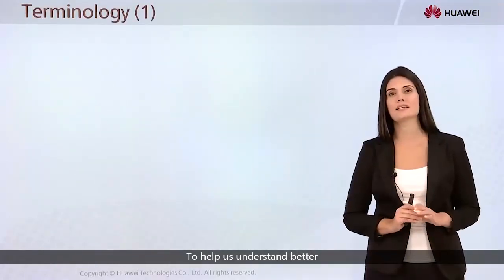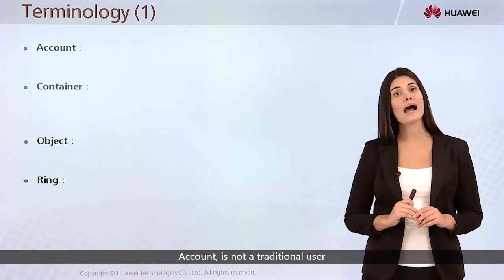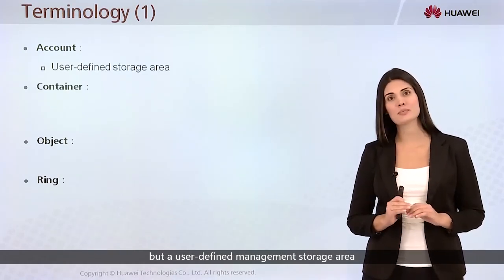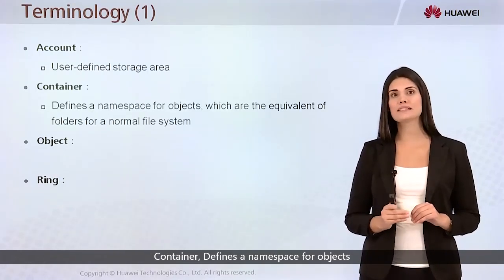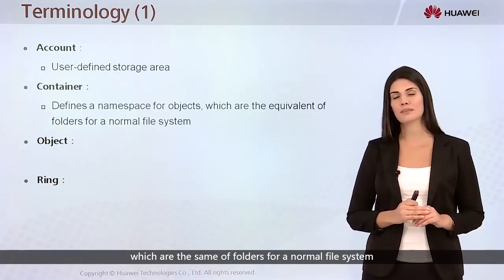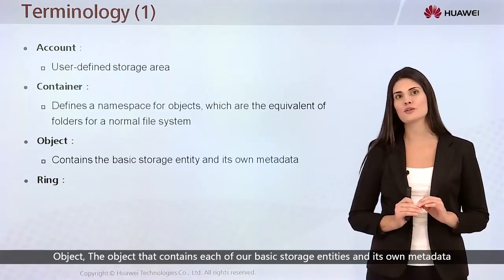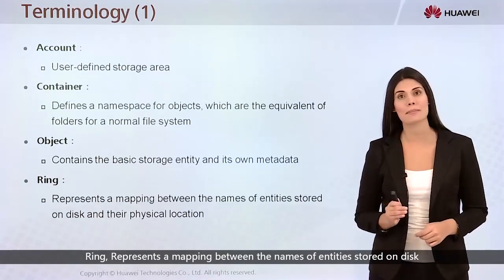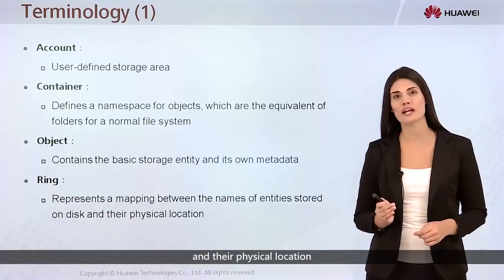To help us understand better, let's get to know some terminologies related to Swift. Account is not a traditional user, but a user-defined management storage area. Container defines a namespace for objects, which is the same as a folder in a normal file system. Object contains each of our basic storage entities and its own metadata. Ring represents a mapping between the names and entities stored on disk, their physical location.